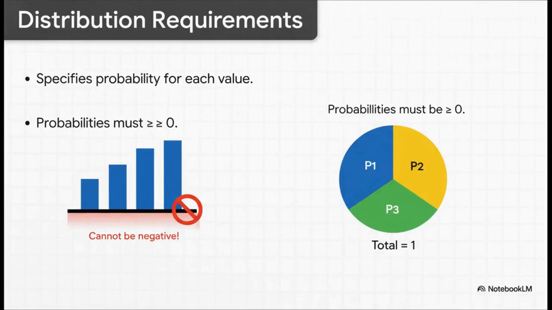Now, for any discrete probability distribution to be legit, it has to follow two simple non-negotiable rules. Rule number 1, the probability for any given outcome has to be 0 or greater. You can't have a negative chance of something happening. That just doesn't make sense. Rule number 2, if you add up the probabilities of every single possible outcome, the total has to be exactly 1. No more, no less. It's got to account for 100% of what could happen.